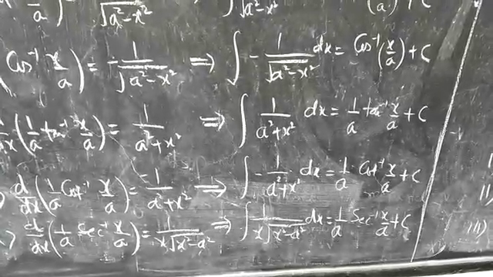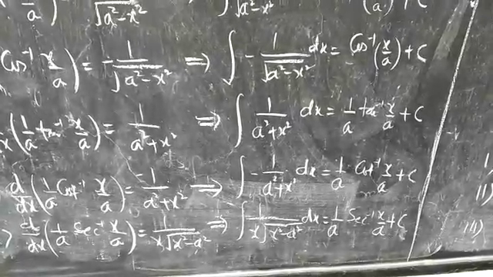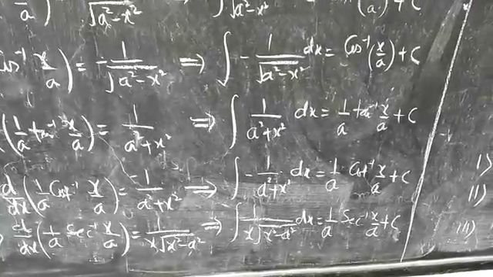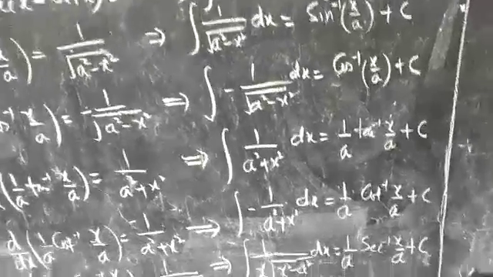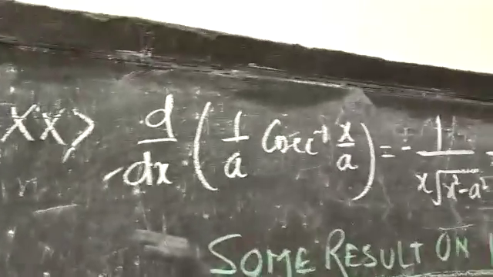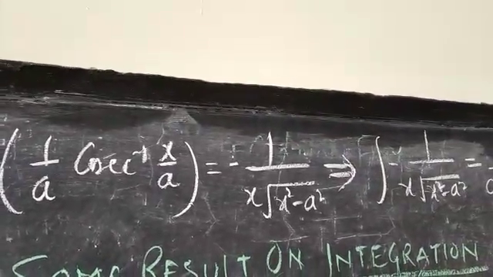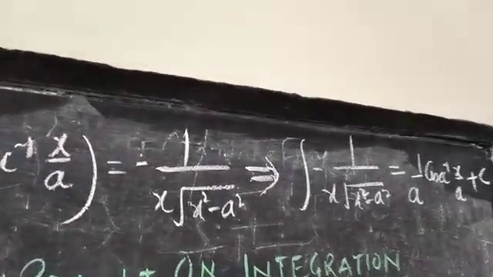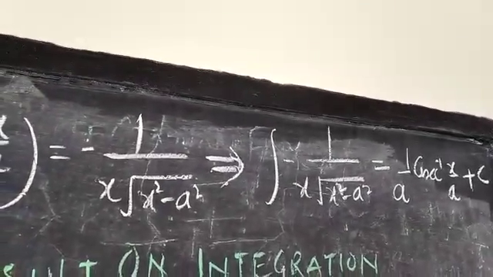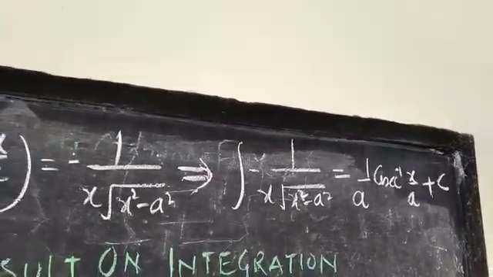d/dx of 1/a sec inverse x/a is equal to 1 upon x root of x square minus a square, which implies the integration of 1 upon x root x square minus a square dx is equal to 1/a sec inverse x/a plus c. Next, d/dx of 1/a cosec inverse x/a is equal to minus 1 upon x root x square minus a square, which implies the integration of minus 1 upon x root x square minus a square is equal to 1/a cosec inverse x/a plus c.